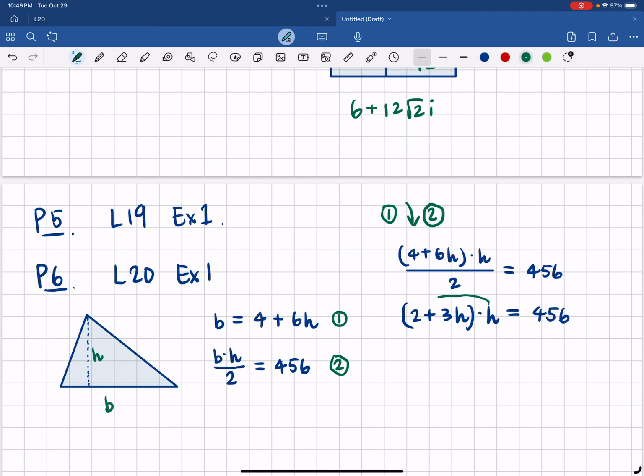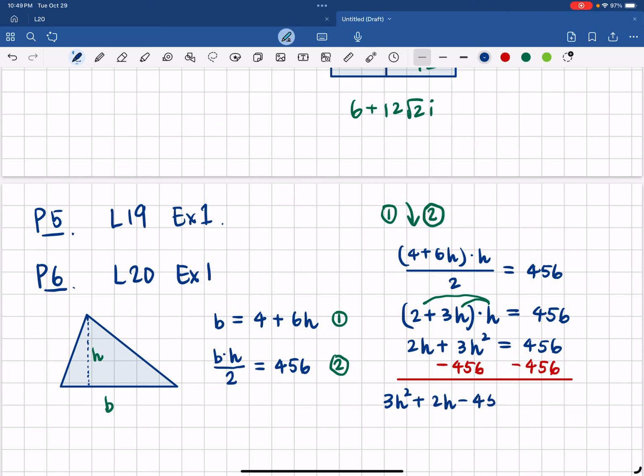And then we distribute this h. We obtain 2h plus 3h squared equals 456. And this is a quadratic equation. I'm going to move everything to the left-hand side because the h squared is positive on the left-hand side. So I subtract 456 on both sides. And I'm going to reorder my terms a little bit. Highest term first: 3h squared plus 2h minus 456 equals 0.